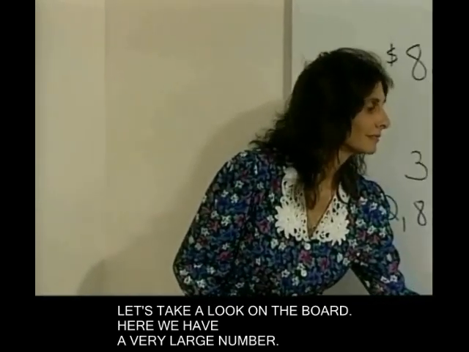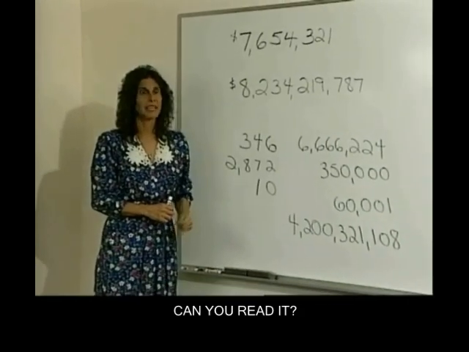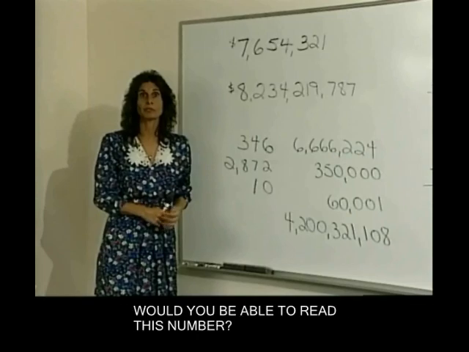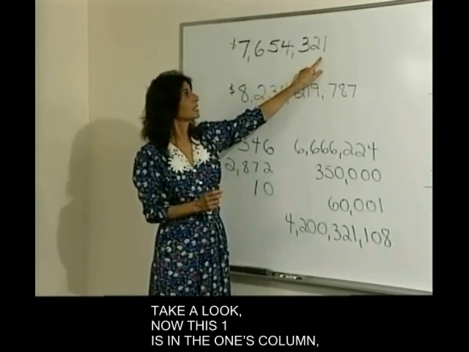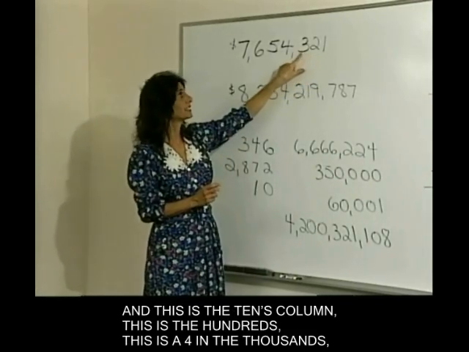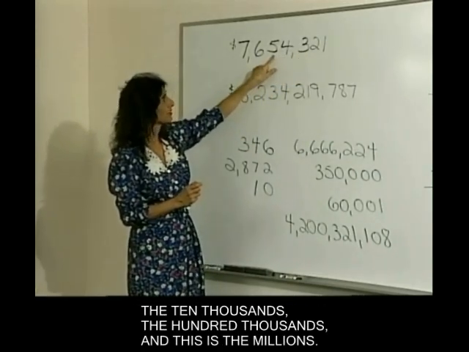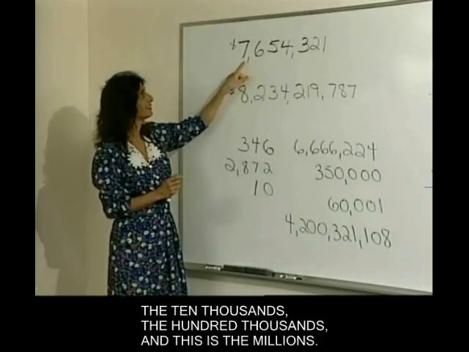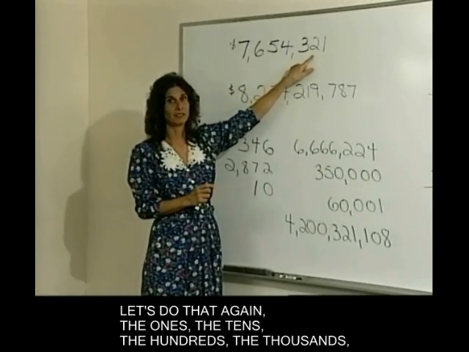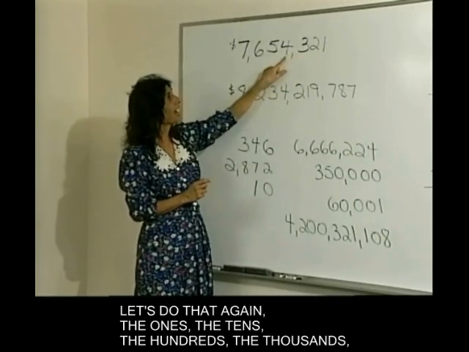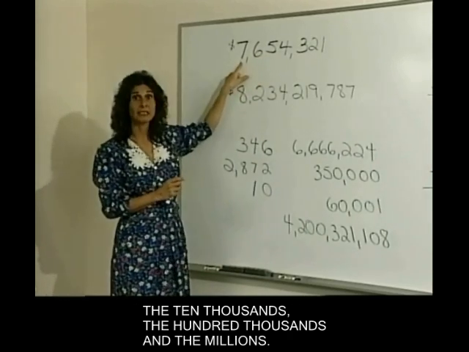Here we have a very large number. Can you read it? Let's say you won the lottery and you won this amount of money. Would you be able to read this number? Take a look. Now, this 1 is in the ones column. This is the tens column. This is the hundreds. This is the 4 is in the thousands, the 10,000s, the 100,000s, and this is the millions. Let's do that again. The ones, the tens, the hundreds, the thousands, the 10,000s, the 100,000s, and the millions.